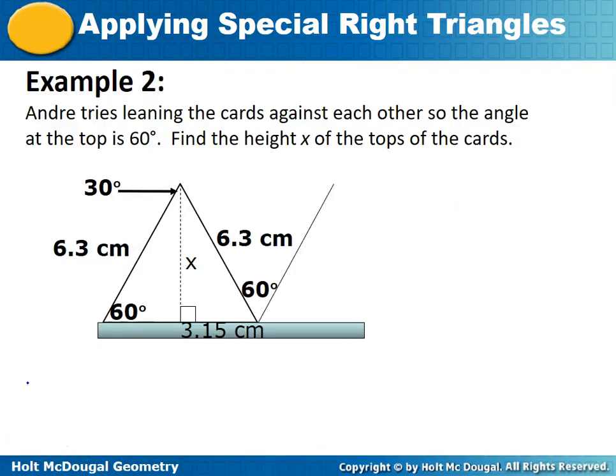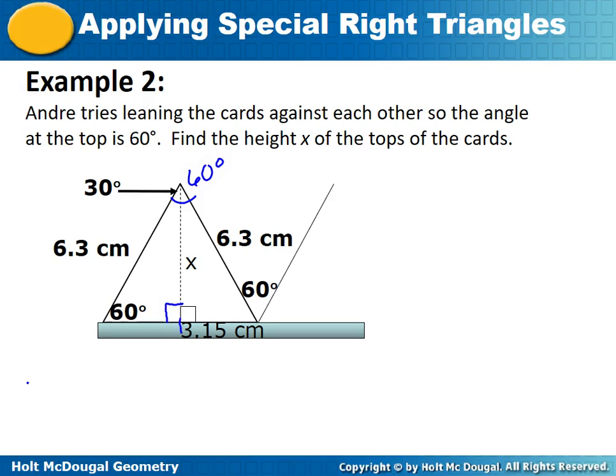So this is our final problem. It says Andre tries leaning cards against each other so the angle at the top is 60 degrees. Find the height x of the tops of the cards. So if all of this had been 60 degrees, then when we cut it in half, which is what this is, a perpendicular bisector, it would have made it 30 and 30. So hopefully you guys noticed that this is a 30-60-90 triangle.